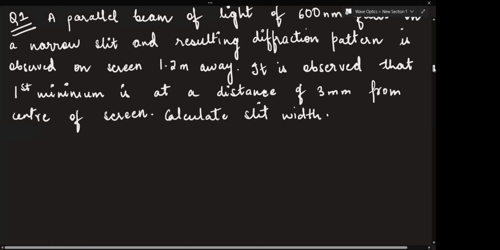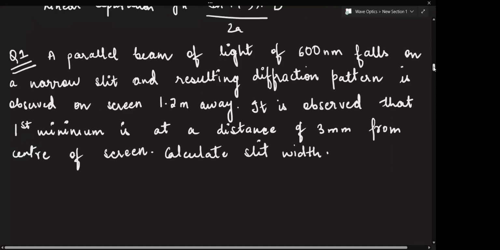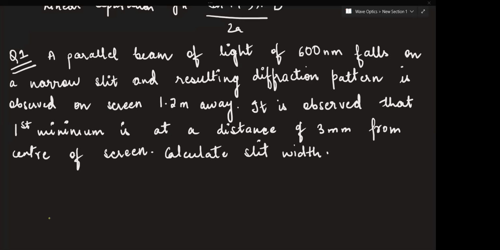See, it says a parallel beam of light of 600 nanometers falls on a narrow slit, and the resulting diffraction pattern is observed 1.2 meters away. It is observed that the first minimum is at a distance of 3 millimeters from the center of the screen. Now we have to calculate the slit width.